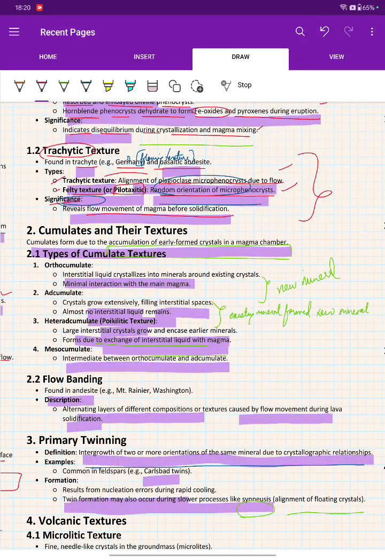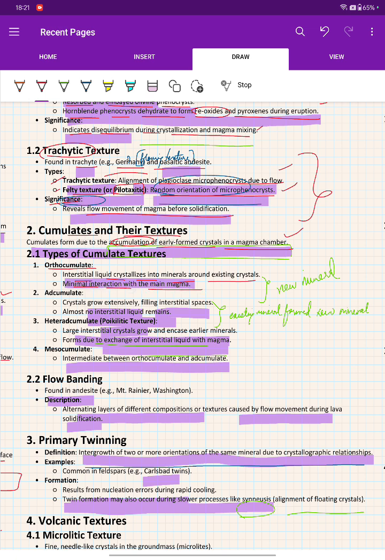Now we have the cumulates and their textures. So cumulates form due to the accumulation of early formed crystals in a magma chamber. So we have the types of cumulate texture. Orthocumulate. It's the interstitial liquid crystallizes into minerals around existing crystal. Minimal interaction with the main magma.